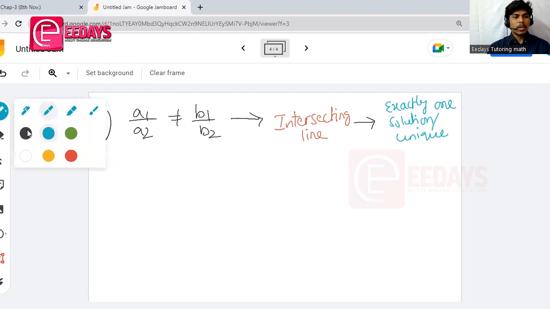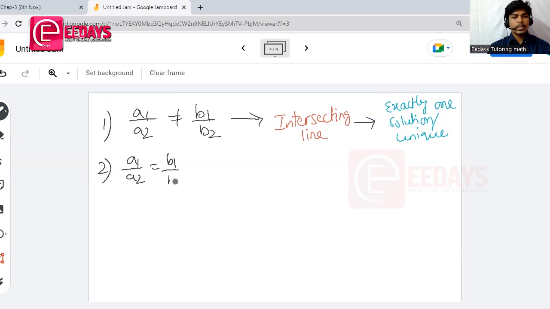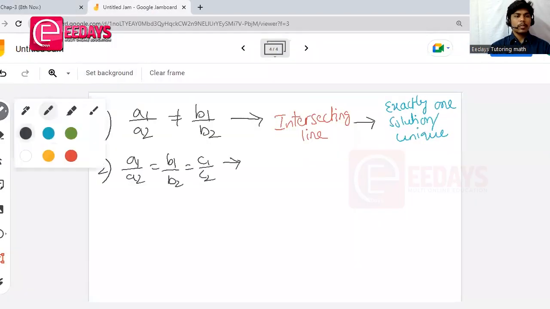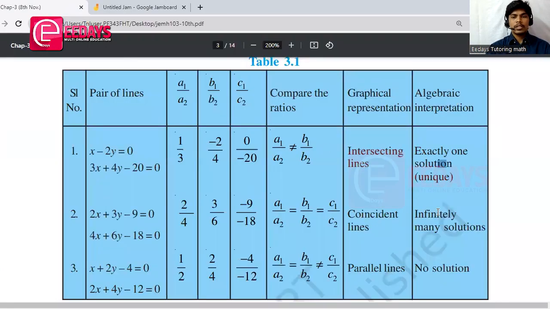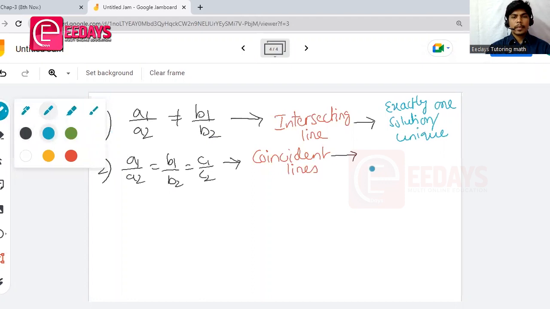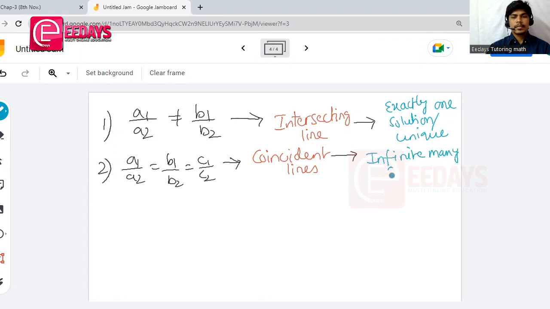Now the next format is if the ratios A1 by A2 is equal to B1 by B2 is equal to C1 by C2. You just take these key points. So the line would be coincident lines. For coincident lines, I already drew the graph. How many solutions do you have? You have infinitely many solutions. I hope you understand. Infinitely many solutions.